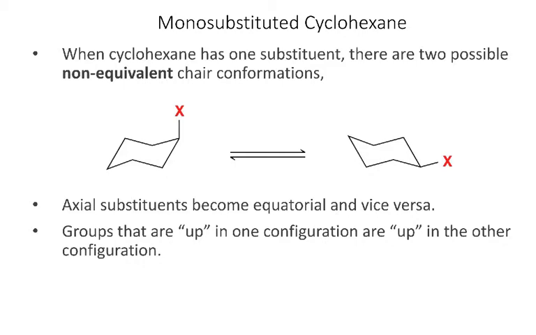One important thing that's going to be especially important when we have multiple substituents is to note that in the way that I've drawn this, if it's up in one conformation, it's going to be up in the other conformation as well, right? So when I go between the two chair conformations, everything switches. If it was axial, it becomes equatorial, but if it was up in the first one, it's still going to be up in the second one.